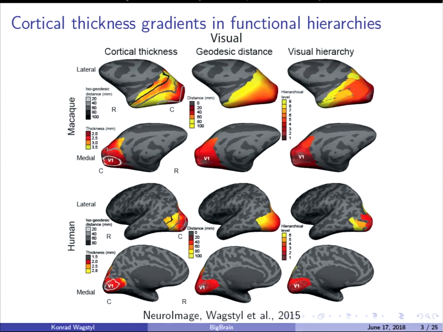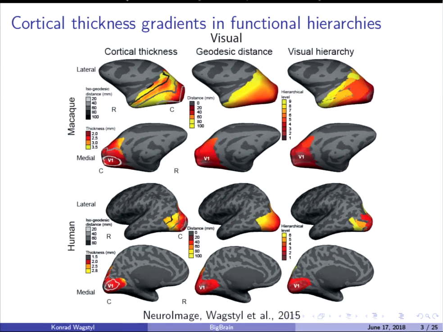So to start, we looked at patterns of cortical thickness in macaques and humans within sensory hierarchies. So this is the visual hierarchy. And on the top, you see the macaque, and on the bottom, you see the humans. And we were looking at how cortical thickness changes across the visual hierarchy, so V1, V2, V3. And so the left column is cortical thickness, the middle column is geodesic distance from V1, and the right column is visual hierarchy.